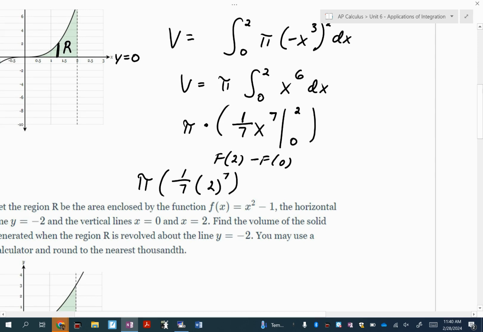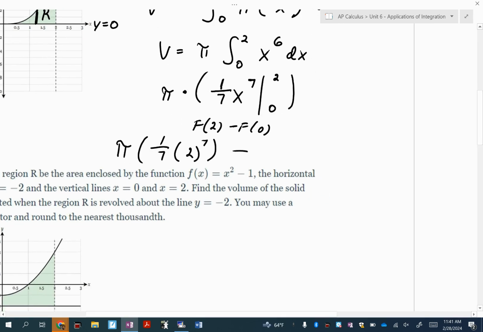Does anyone happen to know 2 to the 7th power? Okay, we can do this though. What's 2 to the 3rd power? The 4th power? 128. Oh my gosh, we did it. So I'm going to write down 128 pi over 7. This is my answer.